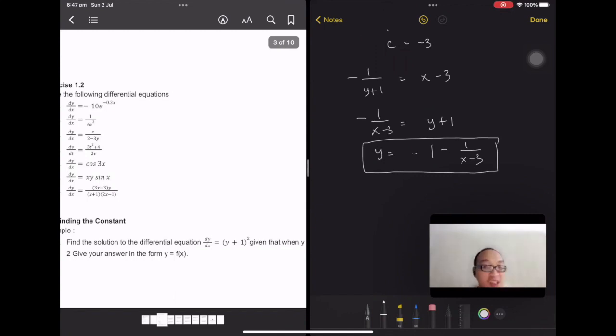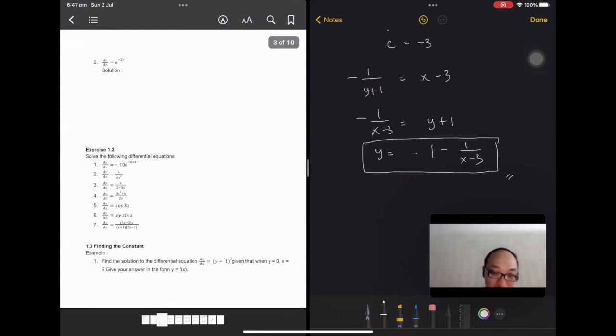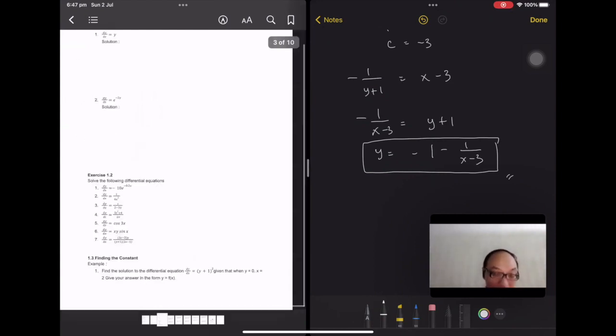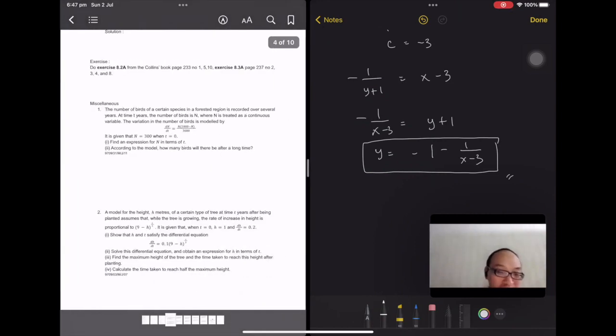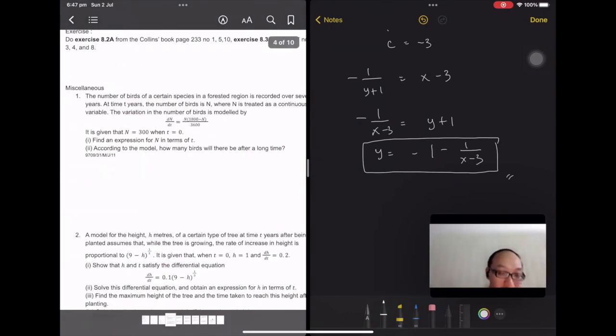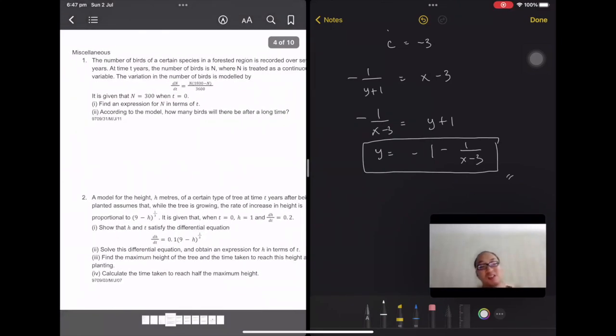As you see here, there is no more unknown constant like C, A, or K, or anything else. For all the exercises, they will be in a different video.